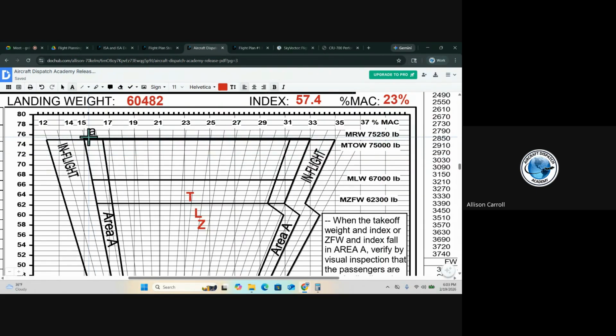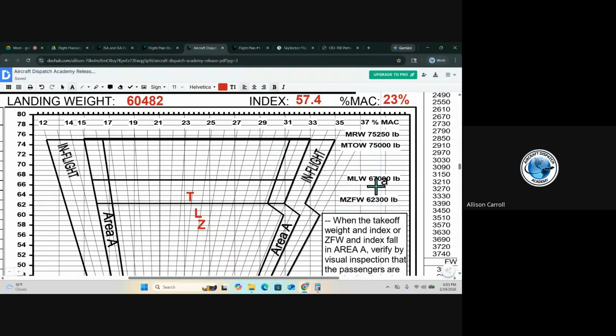This very top line over here is your max ramp weight, and that is just your max takeoff weight plus your taxi out fuel. So 250 pounds of taxi out fuel. All right. So if you ever get into a situation where you forget one of these max weights, guess what? They're listed right here. So this is a good way to just double check ourselves.